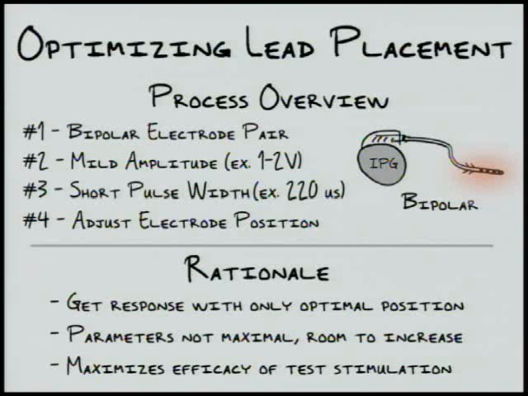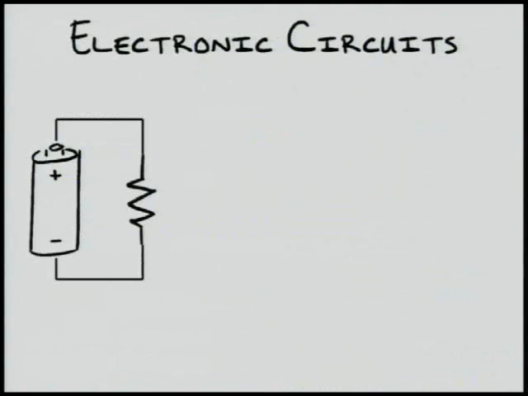If a device is placed with parameters already near their maximal values, there is little room to increase stimulation to overcome these physical phenomena. Thus, leads should be placed with stimulation parameters set to mid to low range amplitude and pulse width in order to not only optimize lead placement, but also provide the ability to increase signal strength from the device as needed. Before reviewing impedance and the role it plays in device function, a brief review of basic electronic circuits is called for.